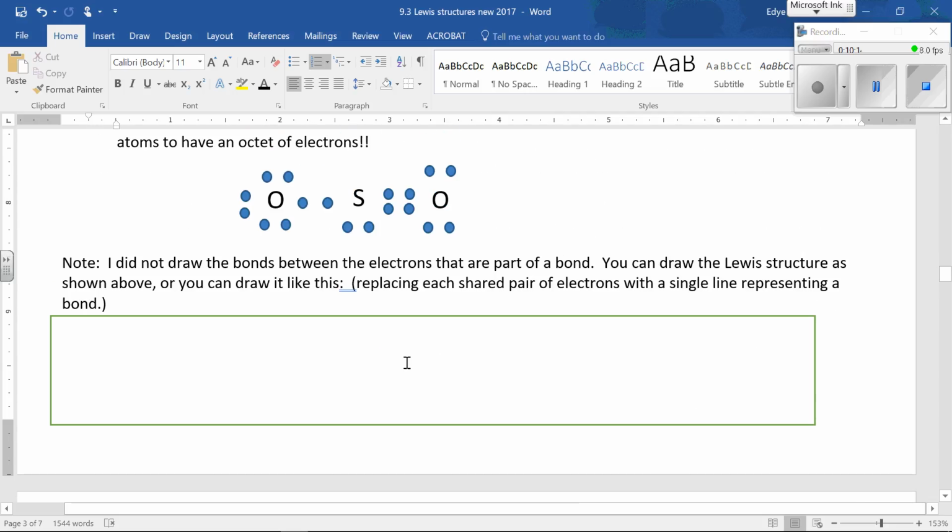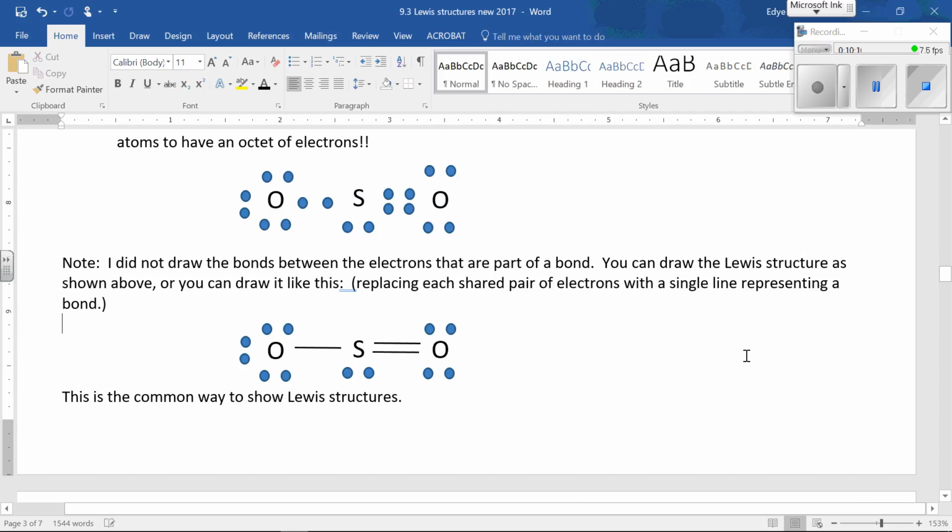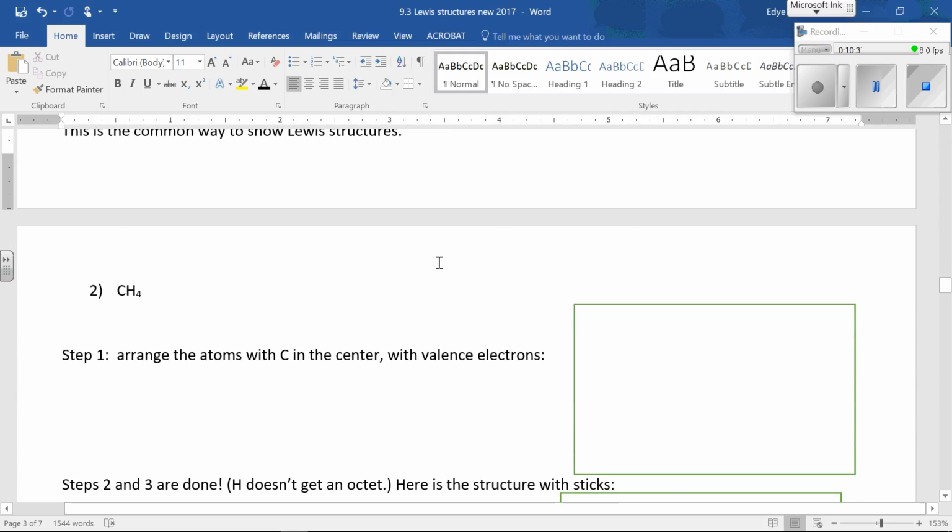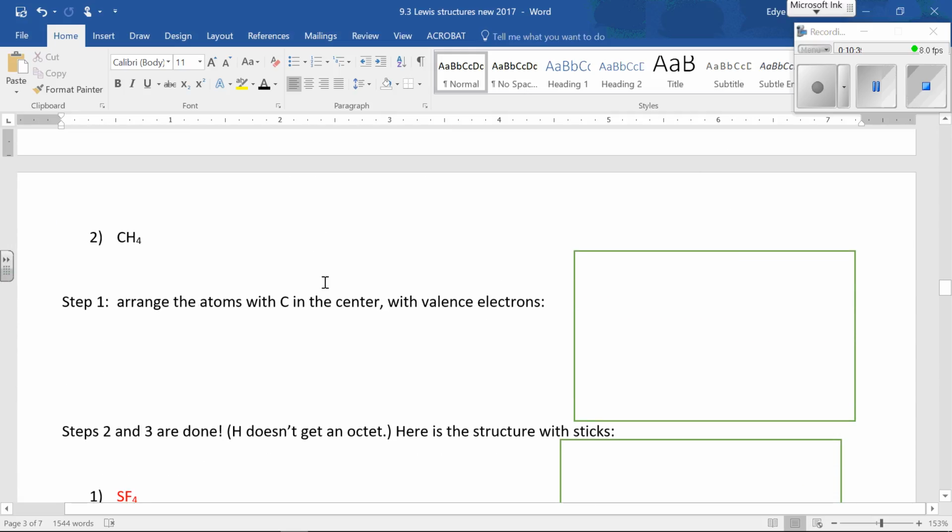And now I'm just going to show you what this looks like with the stick structure. For every place where you see 2 electrons between 2 atoms, you just draw in a line, and that line represents a bond. So here we have 2 bonds because there are 4 electrons between these 2. And over here this is just 1 bond because there's only 2 electrons between the 2. This is commonly how you see the structures drawn. All right, CH4.